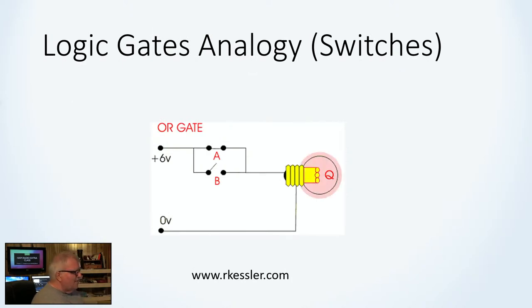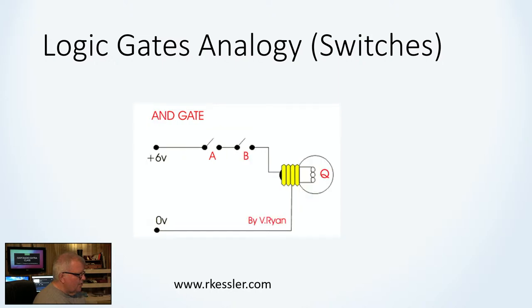So I like this light bulb analogy here. This is an OR gate. And by this we mean we have two inputs, an A input and a B input, and an output, which they call Q. And if A is connected, or if B is connected, then Q will be true or be on. Either or both in this case, an OR gate. So A or B or both will give you an output Q.